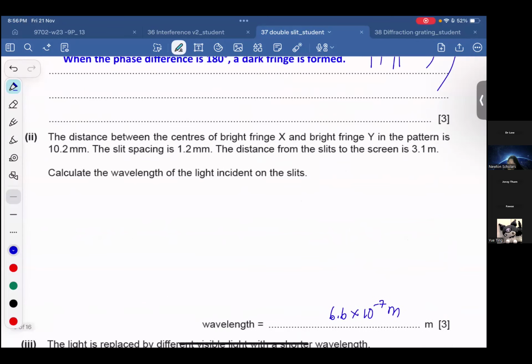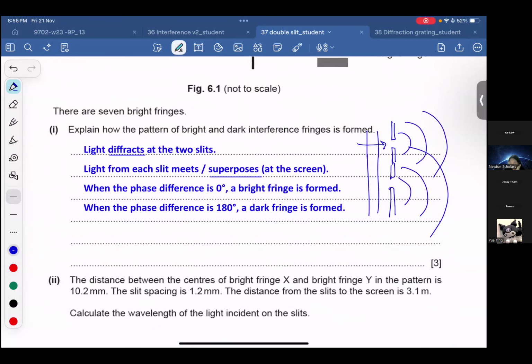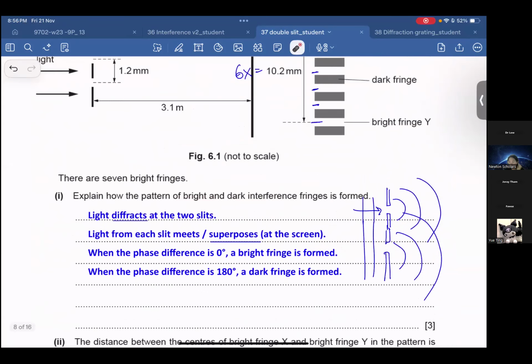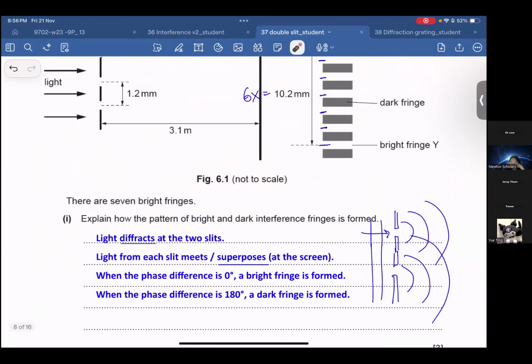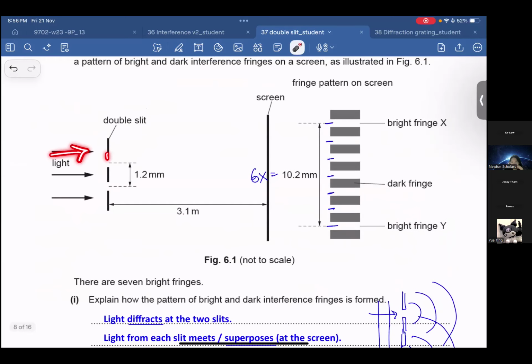Oh, repeat. Which one? Repeat this one. Okay, dear, Wesley asked to repeat. Bright and dark fringe, how does it form? Why do we get bright, then dark, bright like this? Okay. First, the light is coming at here. When they pass through the hole, the wave will spread out. This is called diffraction.